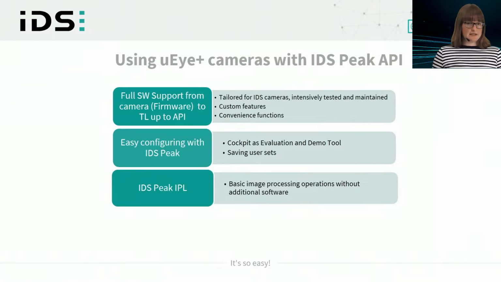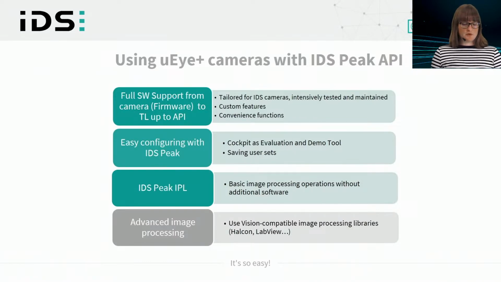In addition, you have the IDS-Peak image processing library for basic image processing functions, like mirroring or debayering or other basic image processing. Of course, when you need advanced image processing, you can, in addition, use machine vision software like Halcon or LabVIEW, or use both in combination. It always depends on the needs of your application which fits you the best.